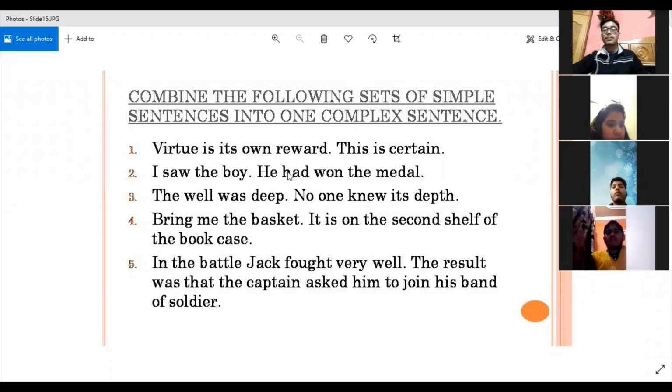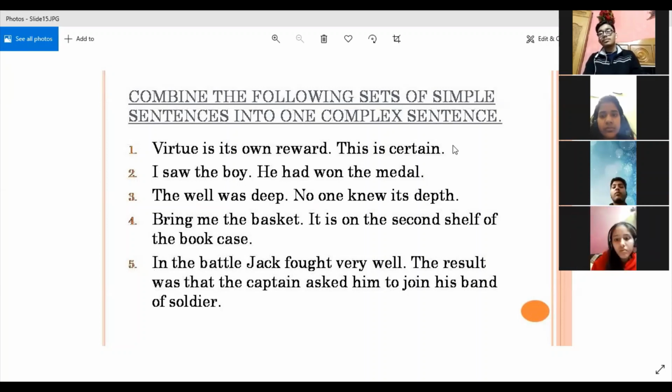Yes, Sudhanshu. Virtue is its own reward. This is certain. It is only what which is certain. Which is certain? Yes, No. Yes, Shubhi? This is certain that virtue is its own reward. Yes, this is certain that virtue is its own reward. Okay, so you will be using a noun clause over here, not an adjective clause.